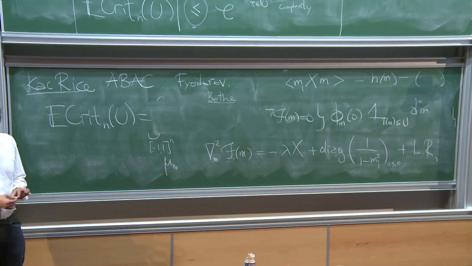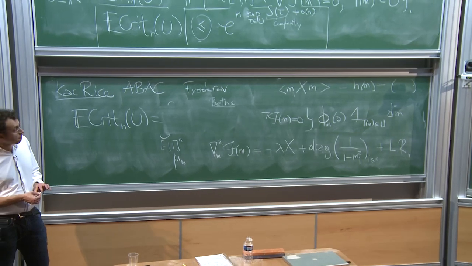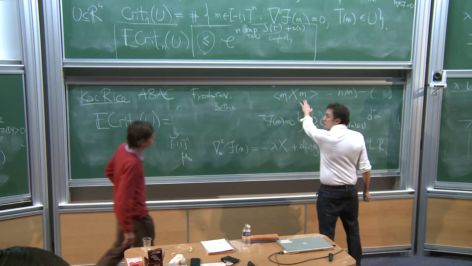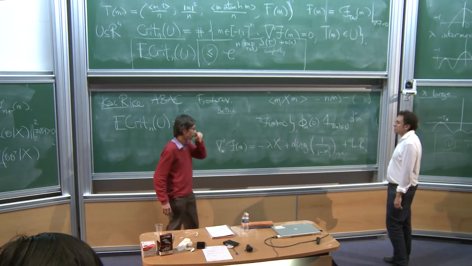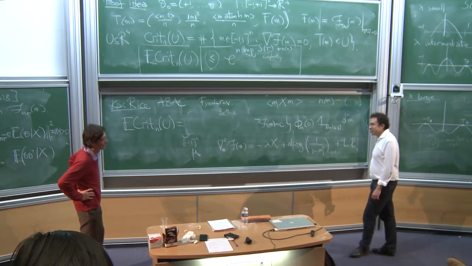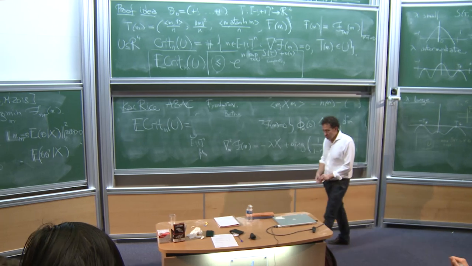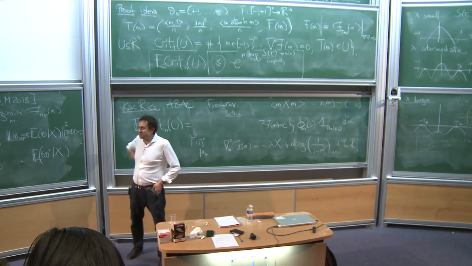A slight technical question. You don't have problems with divergences of the diagonal parts here when some of the coefficients go to 1 or minus 1? Yeah, there is. It's not such a nice question.